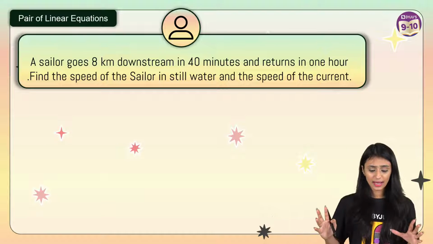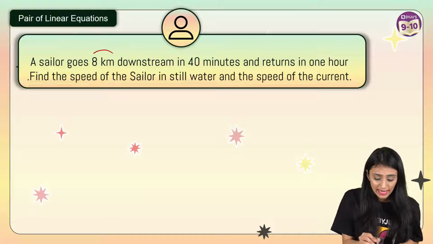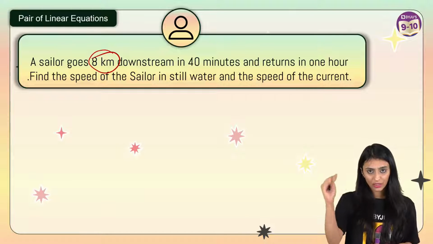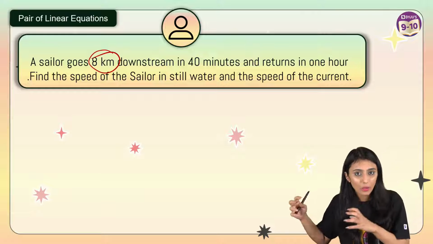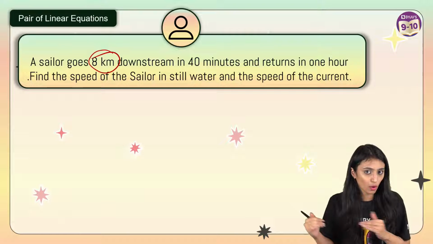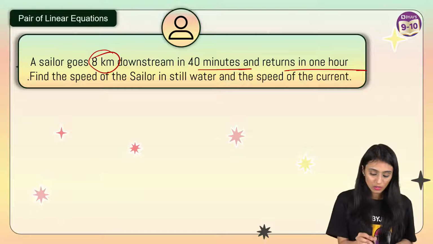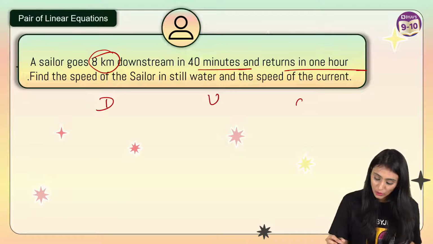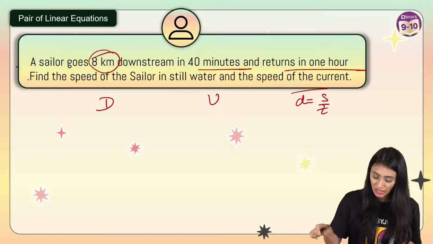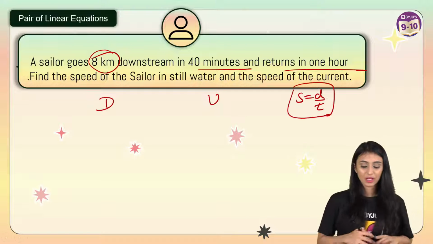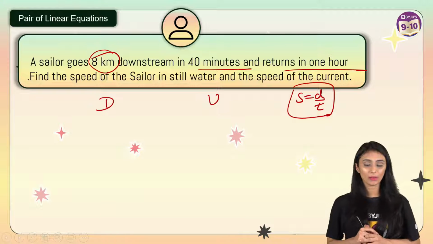See, the question is saying, sailor goes 8 km downstream. Downstream means it is with the flow of the water, with the flow of the current, right? In 40 minutes and returns in 1 hour. So this is downstream, this is upstream. We are going to use the basic concept of speed equal to distance upon time, right? But I don't know what downstream speed is, what upstream speed is.